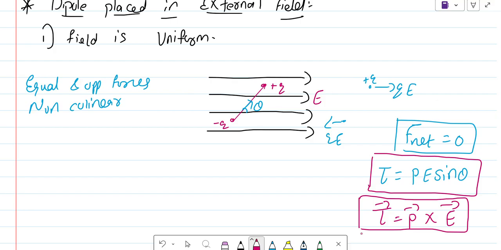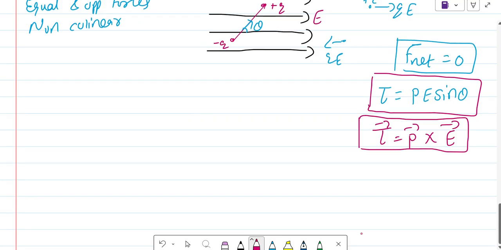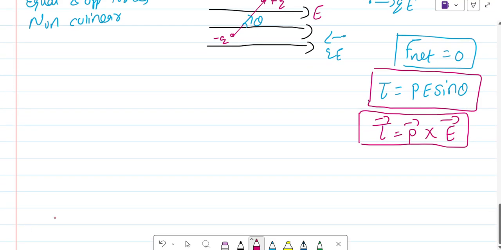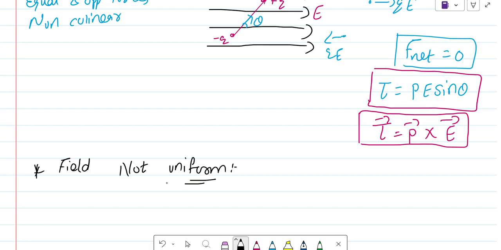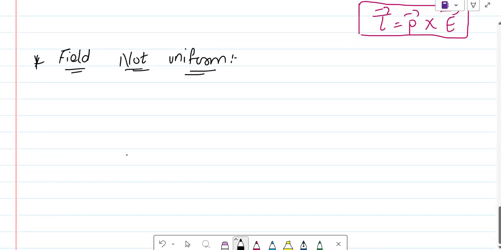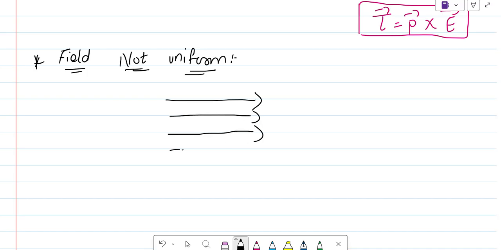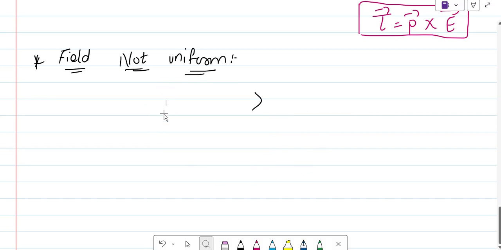Now what happens if the field is not uniform? Okay, so if the field is not uniform, then obviously the net force won't be zero. So if there is an electric field in this direction, oh sorry, I have represented a uniform field. Mistake. Yeah. So let the field be non-uniform.